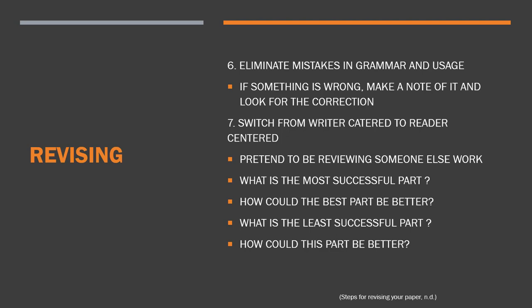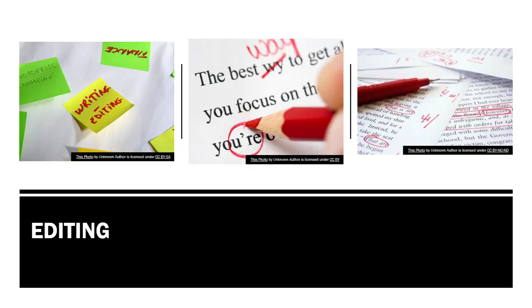Number 6, eliminate mistakes in grammar and usage. If something is wrong, make a note of it and look for the correction. Number 7, switch from writer-centered to reader-centered. Pretend to be reviewing someone else's work. What is the most successful part? What could make it better? What's the least successful part in your paper? What could you do to make it better? These are all questions in the writing process for revision.